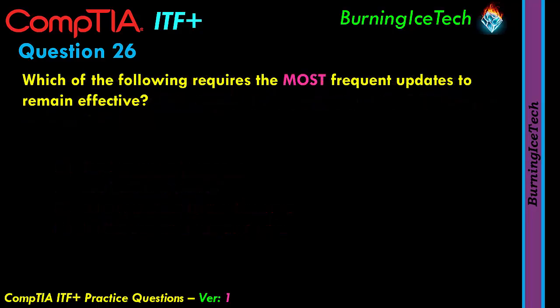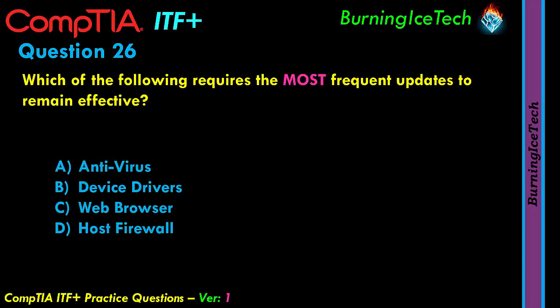Question 26. Which of the following requires the most frequent updates to remain effective? Alright, so looking at our answers, is it an antivirus? So far that seems very plausible. We do want to keep an antivirus very up to date with the latest definition files. Otherwise, there might be some brand spanking new virus that got released yesterday by some person that's got nothing better to do with their time. And if your antivirus is not up to date with the latest definition files, the chances are you might get infected with that malware and it's going to do some serious damage to your machine or your environment.